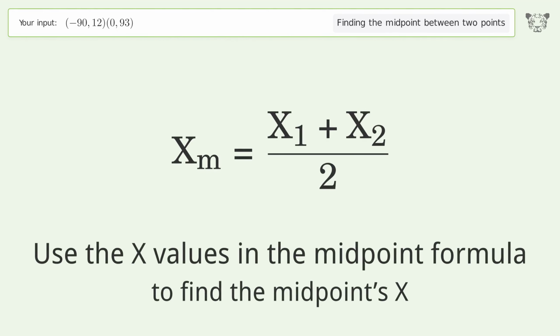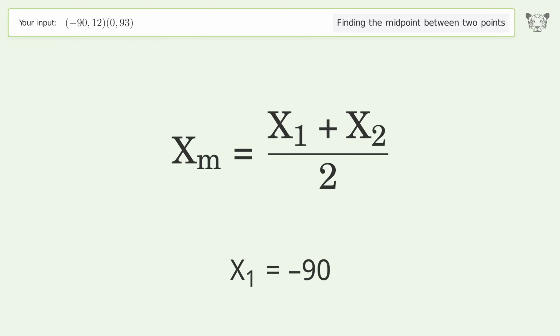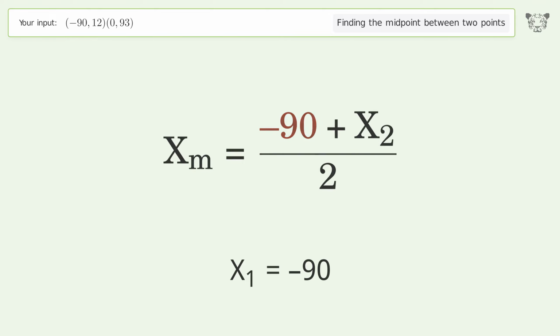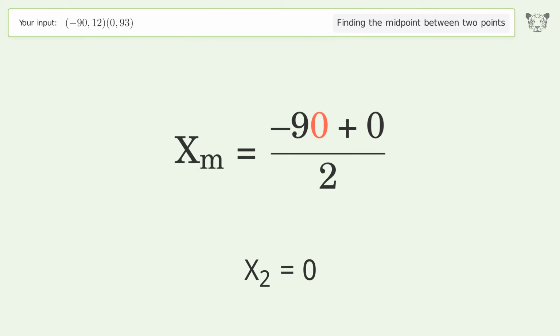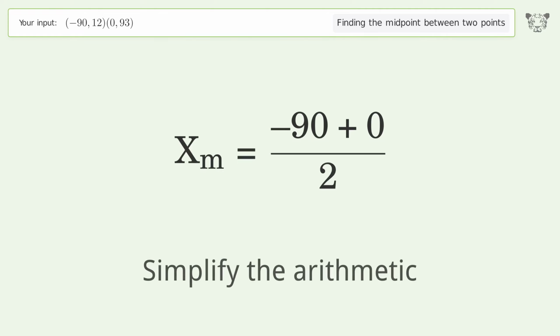Use the x values in the midpoint formula to find the midpoint's x. x1 equals negative 90. x2 equals 0. Simplify the arithmetic.